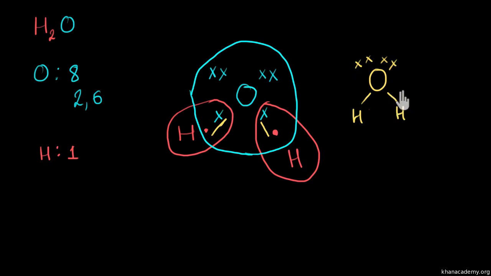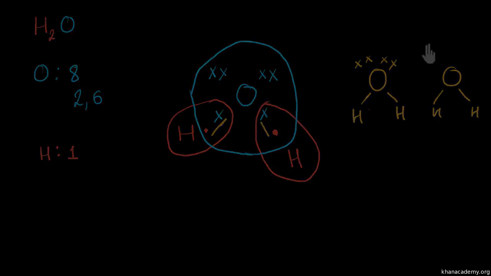Well, you know what? Even to make it more simple, we can get rid of these 4 crosses and just say that this is our structure. O, single covalent bond, and H and H. This is our structure of water. Okay. Now let's look at one more example.